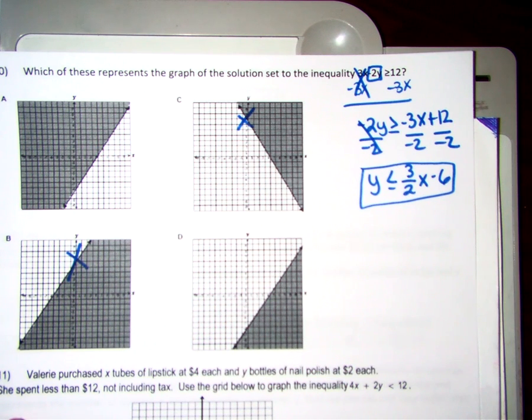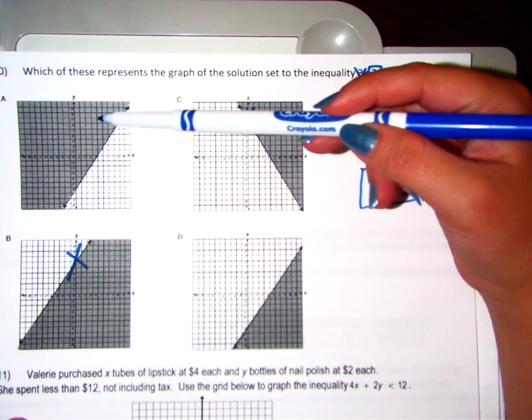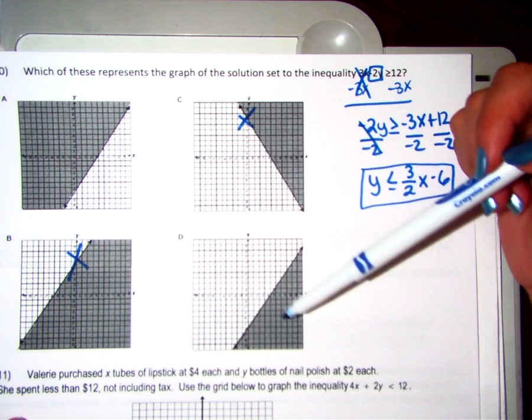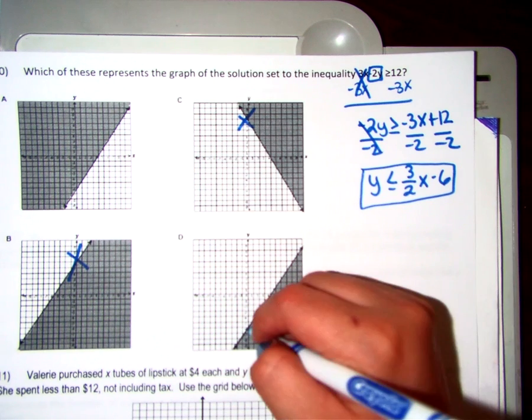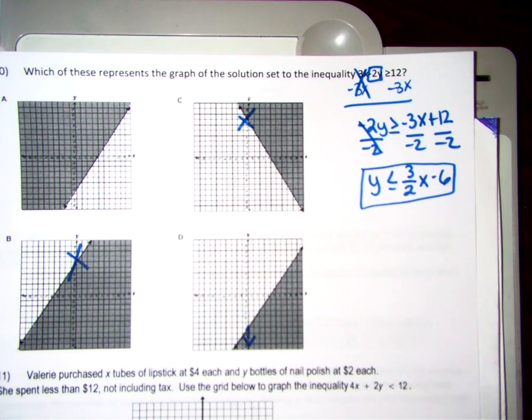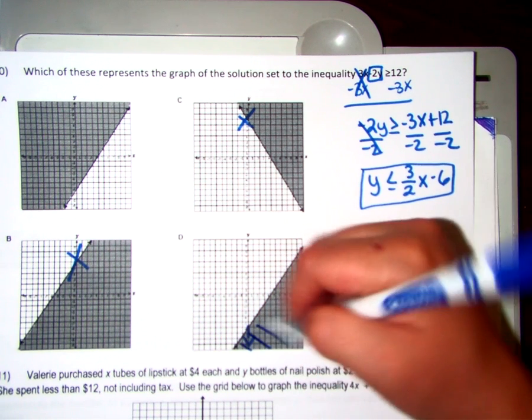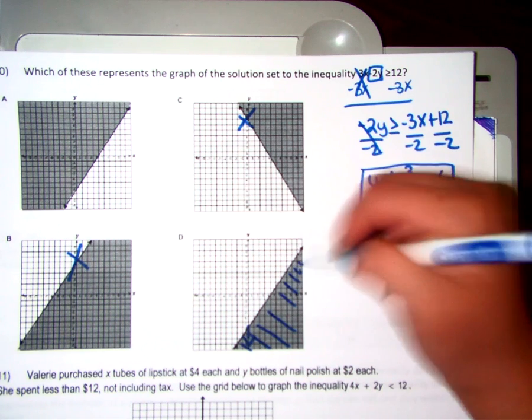Now the difference, the obvious difference is the shading. This one shaded above, this one shaded below. Well, if we look at our inequality, we see that the alligator's opening up, or the inequality is opening up away from the y. So we want to shade it below. We want the smaller y values, which is what D is showing us. So yes, this is going to be the correct answer right here.